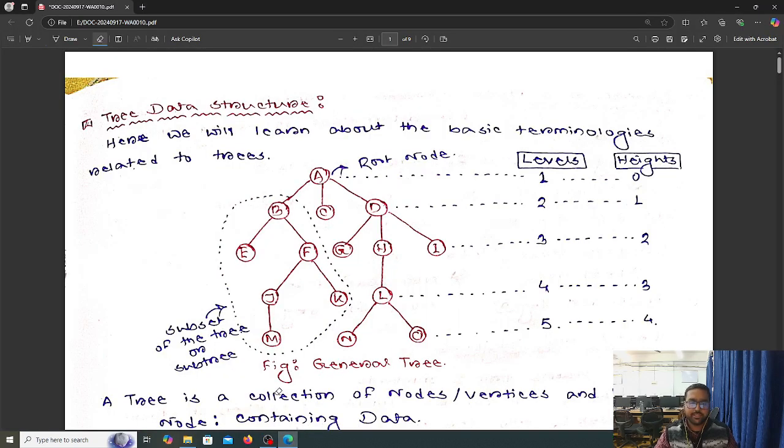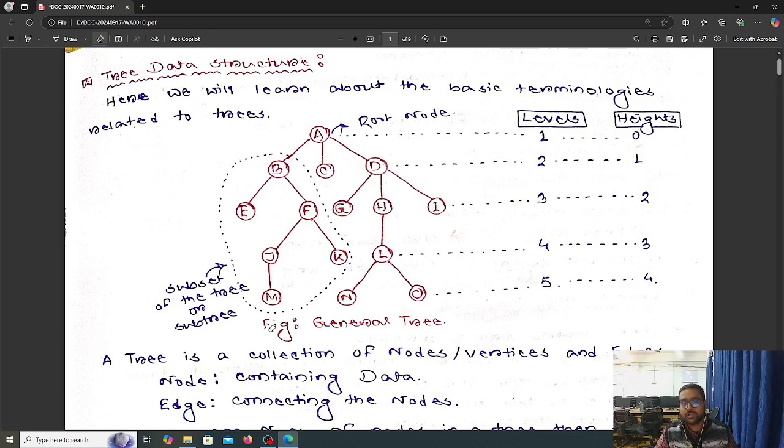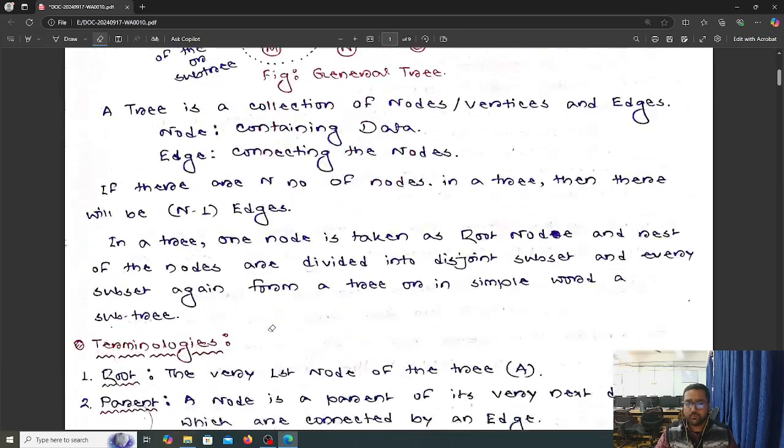Today's topic is tree. Tree is a non-linear data structure that stores the data in parent-child manner. So tree is basically a collection of nodes or vertices and edges. The nodes are useful to store the data or contain the data element that we want to store in the tree, and edges are useful to connect the nodes.